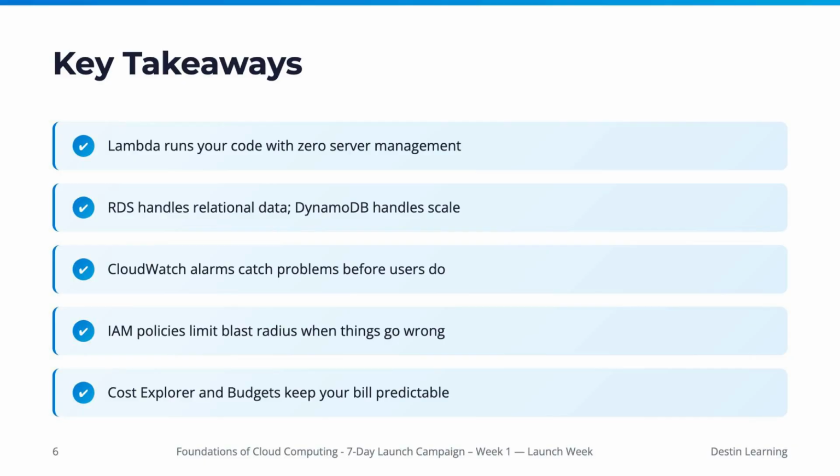Third, CloudWatch alarms are critical for proactively catching problems before they impact your users. Fourth, IAM policies are vital for security, allowing you to limit the blast radius when things inevitably go wrong. And finally, using Cost Explorer and budgets together will keep your AWS bill predictable and prevent unwelcome surprises.